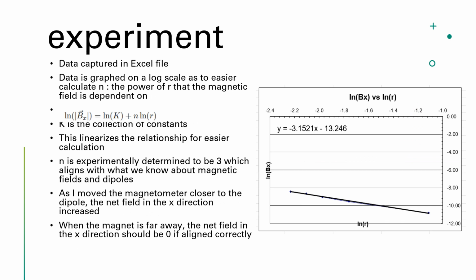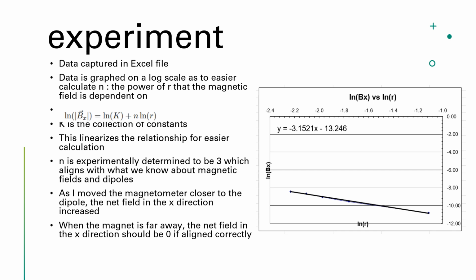The data is graphed on a logarithmic scale, as it's easier to calculate in. It's a more linear relationship. The graphical equation is the same as the equation here in the bullet points. So we could find x as ln. And that's how I calculated ln earlier on. We found it to be about 3, or in this case -3, which lines up with the dipole equation being 1 over r to the 3.